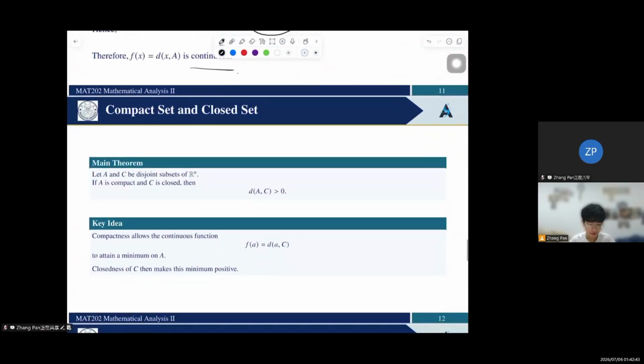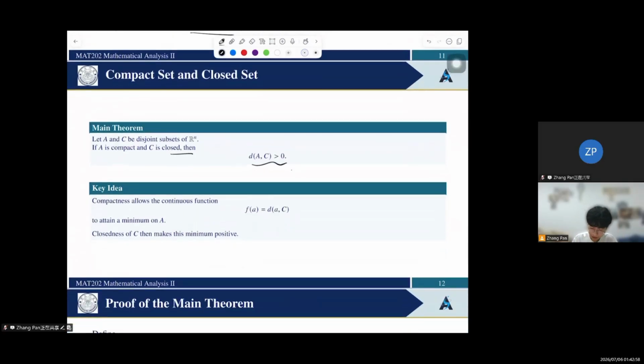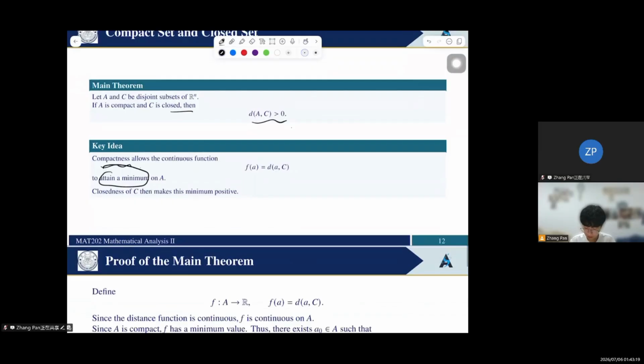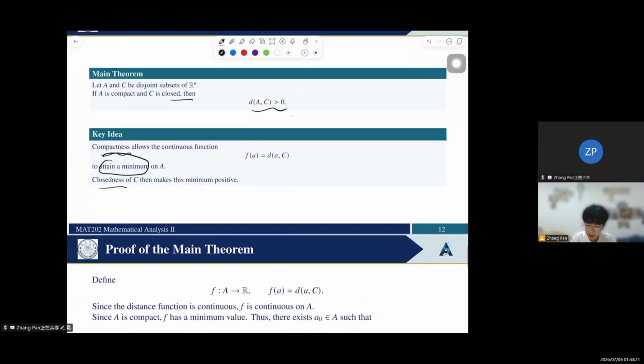Now we come to the main theorem. Let A and C be disjoint subsets of R^n. If A is compact and C is closed, then the distance between A and C is larger than 0. Here is the key idea. Compactness allows the continuous function to attain a minimum. Since A is compact, it is bounded and closed. Since it is closed, it contains all its limit points, and since it is bounded, we can attain the minimum. Closedness makes the minimum positive, as we have proved previously.